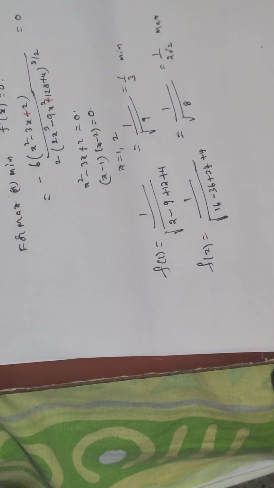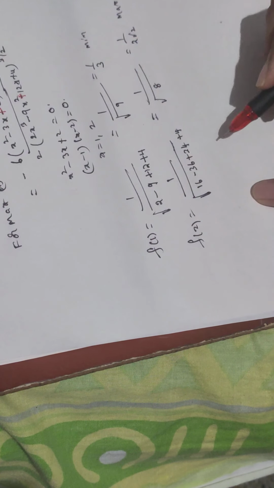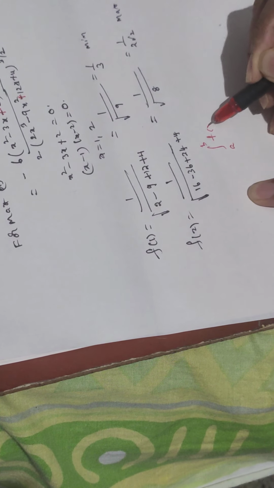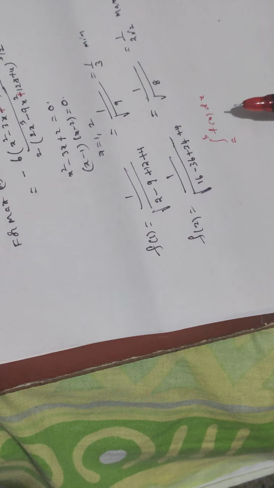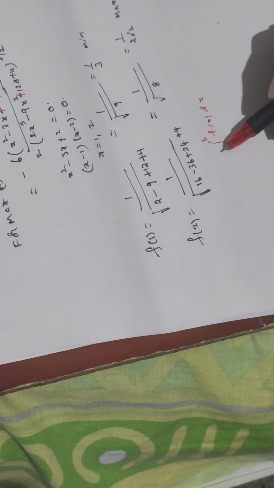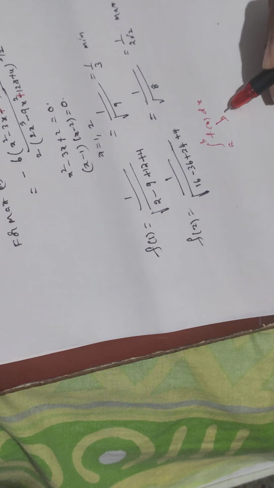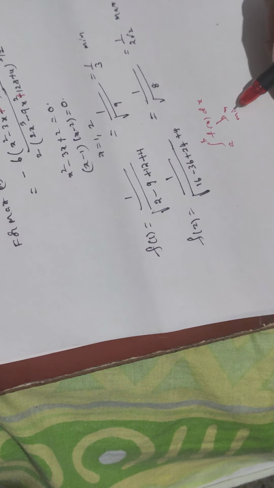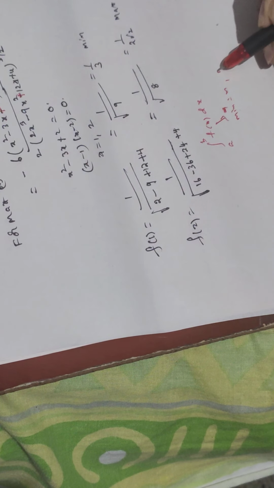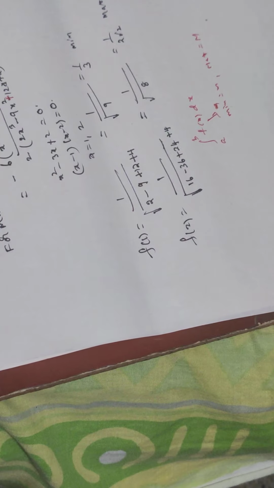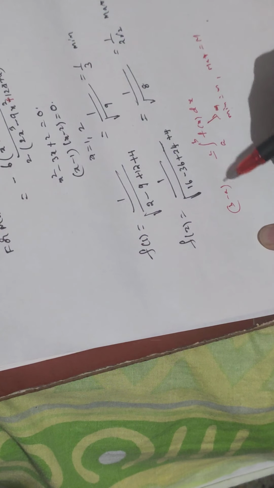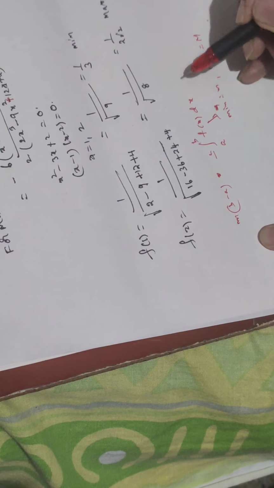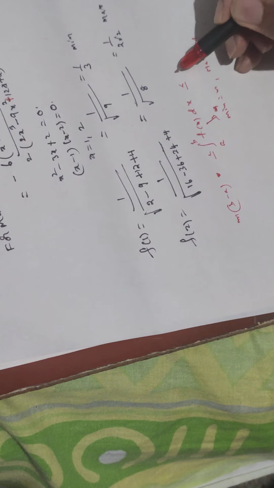Once you get the minimum and maximum, what is the property? For finding the maximum and minimum value of the given integral, we can use this property. For integral a to b f of x dx, if the minimum value of f of x is small m and the maximum is capital M, then the integral always lies between small m into b minus a and capital M into b minus a. So this is one of the properties.